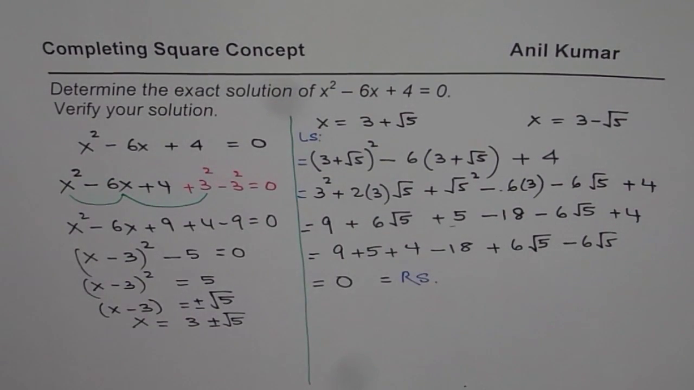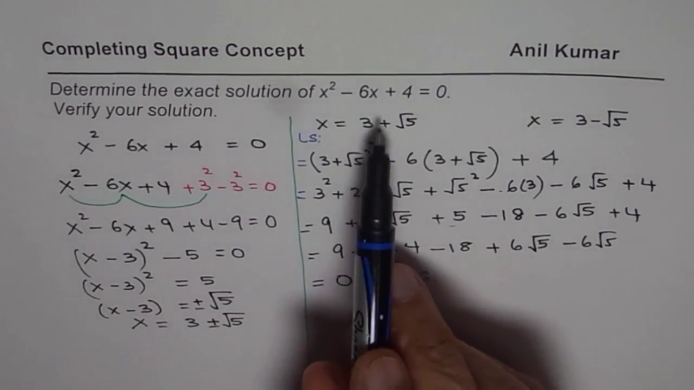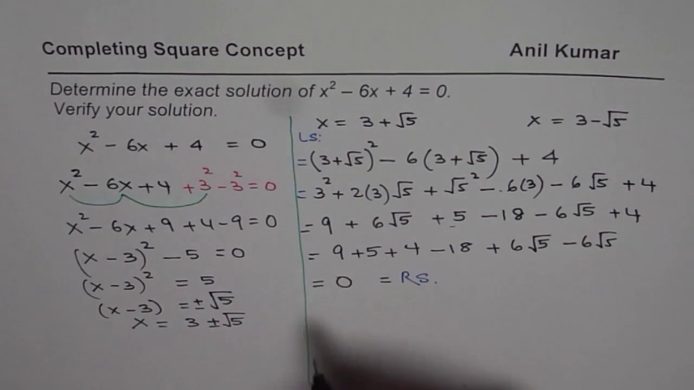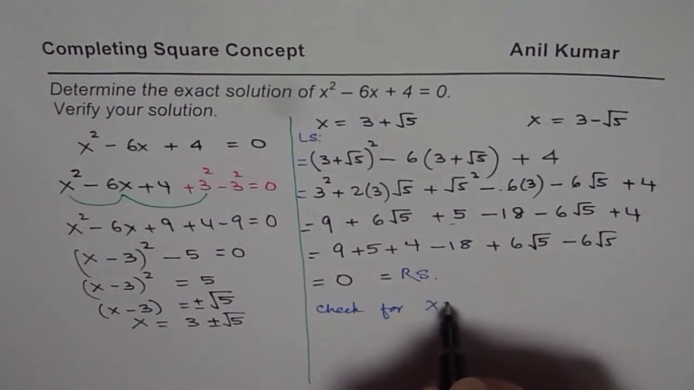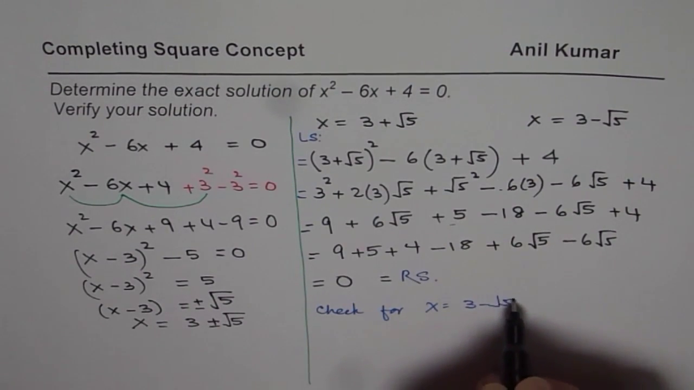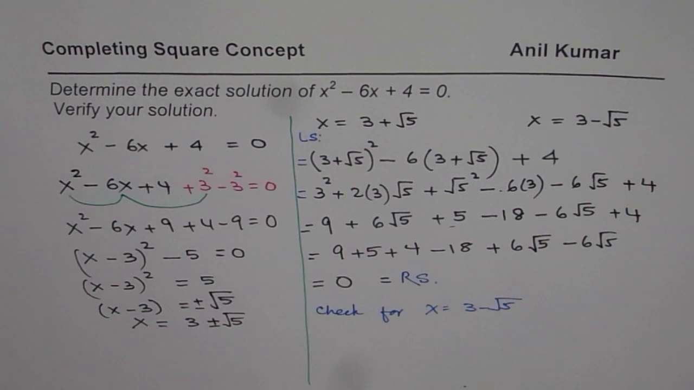Now, as an added exercise, you should replace x with 3 minus square root 5 and then solve and check. So check for x equals 3 minus square root 5. That is an exercise for you to complete. So try it on your own.